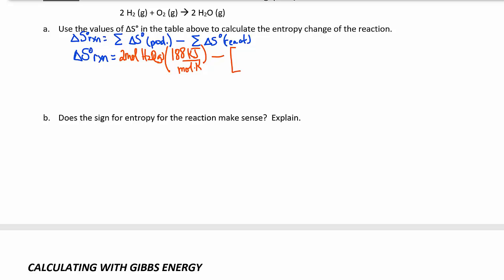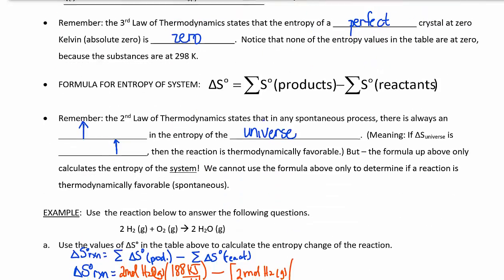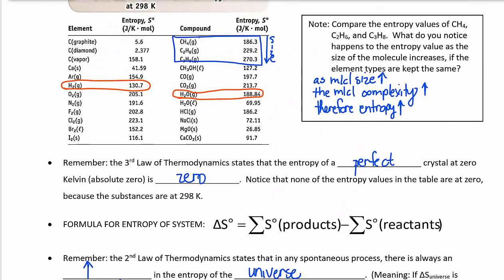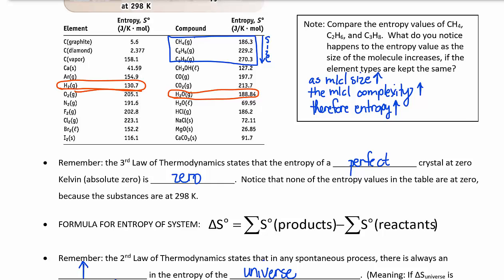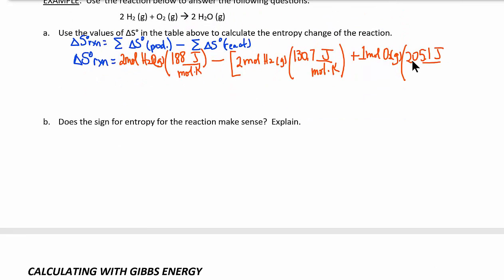minus all of my reactants. I have 2 moles of H2 in the gaseous form. Let's look at what the hydrogen in gaseous form is, and that is 130.7 joules per mole Kelvin. This over here should be joules, not kilojoules. Plus, we have 1 mole of oxygen gas, and the entropy of 1 mole of O2 is 205.1 joules per mole Kelvin.